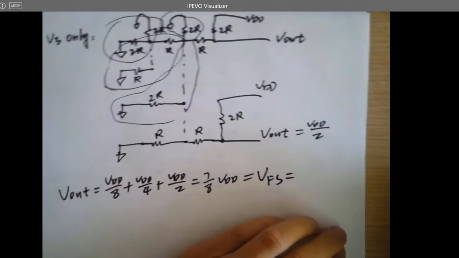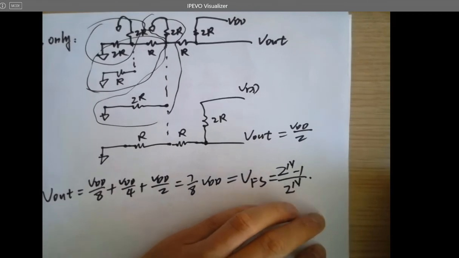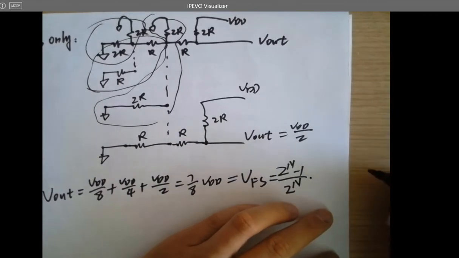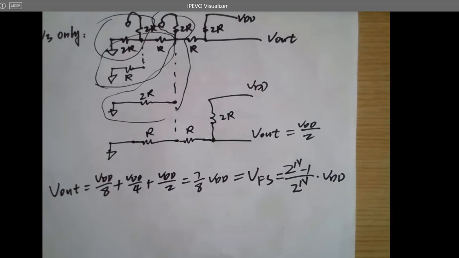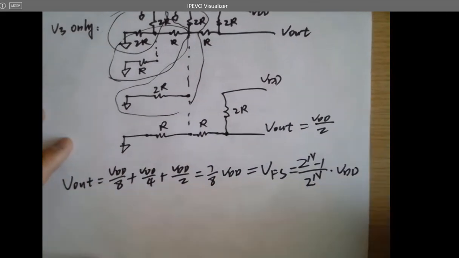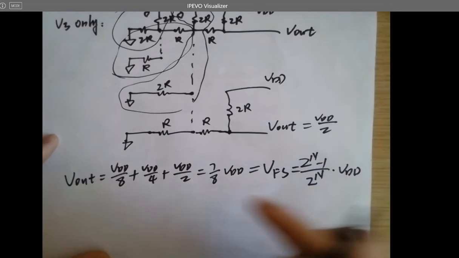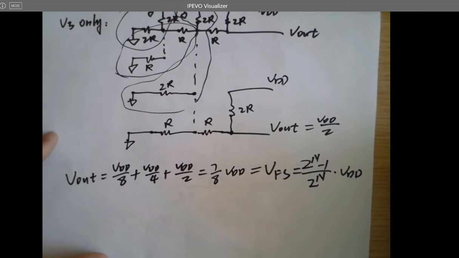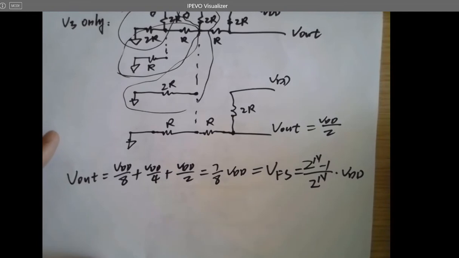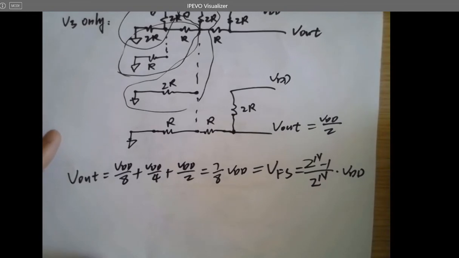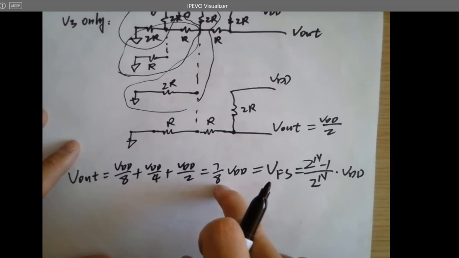VFS equals to what? 2 to the nth minus 1 over 2 to the nth times what? Vref. So what is Vref over here? VDD. That's the overall range. Is that the maximum voltage you can get from the output of the DAC? The answer is yes. Why is it not 8 over 8? You can never get the full range in the DAC. You can never get the full voltage, the VDD, the Vref. So that's the maximum output you can get from the DAC.